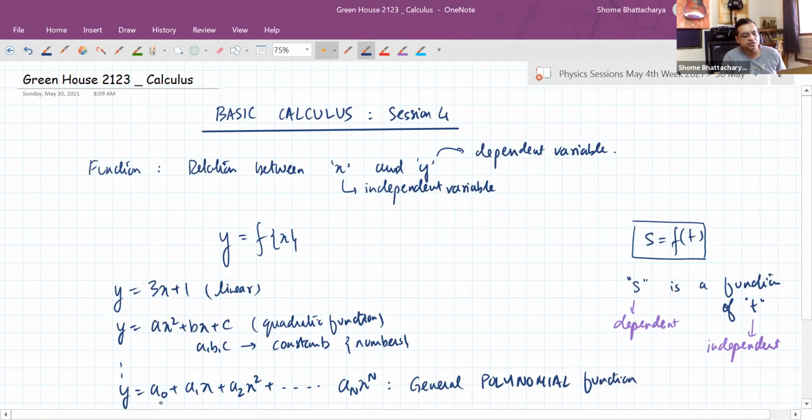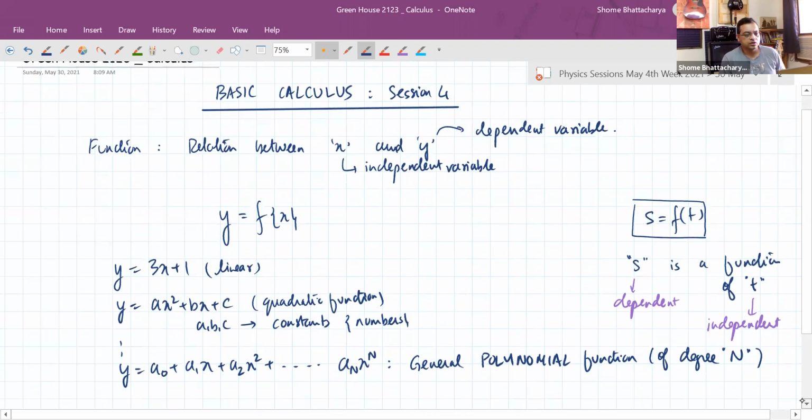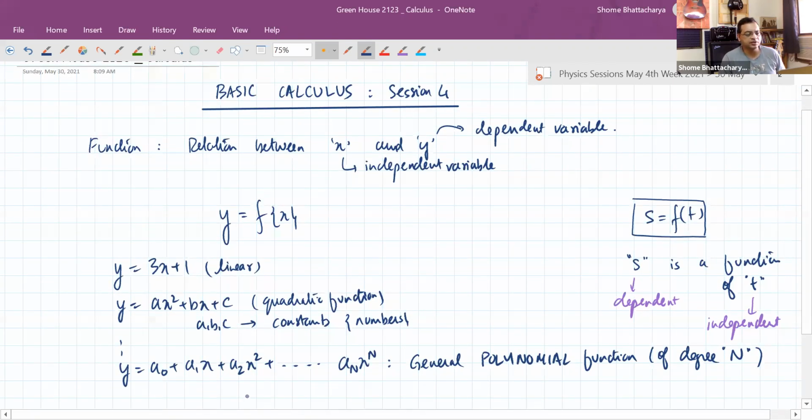This type of function is written as a series of powers of x. So there's a constant term, then a term with x to the power 1, then a next term with x to the power 2, going up to x to the power n. So this is called a general polynomial function, and it is of what we call degree n. The highest power of x is called the degree of the polynomial. So a quadratic function has the highest power of x equal to 2, so it is a polynomial of degree 2. A linear function is a polynomial of degree 1, and so on and so forth. These are some examples of what we call algebraic functions.